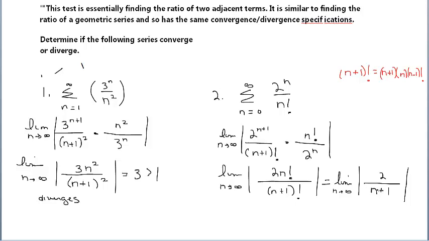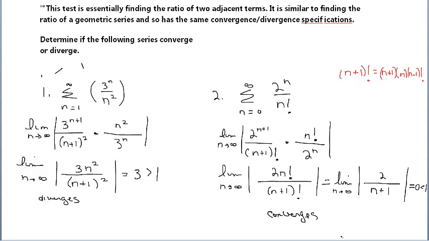All right, plug in infinity. So you're going to get 0. Let's see, it's going to be 0. And according to the ratio test, because this value is 0, it's a value less than 1, this series is going to converge.